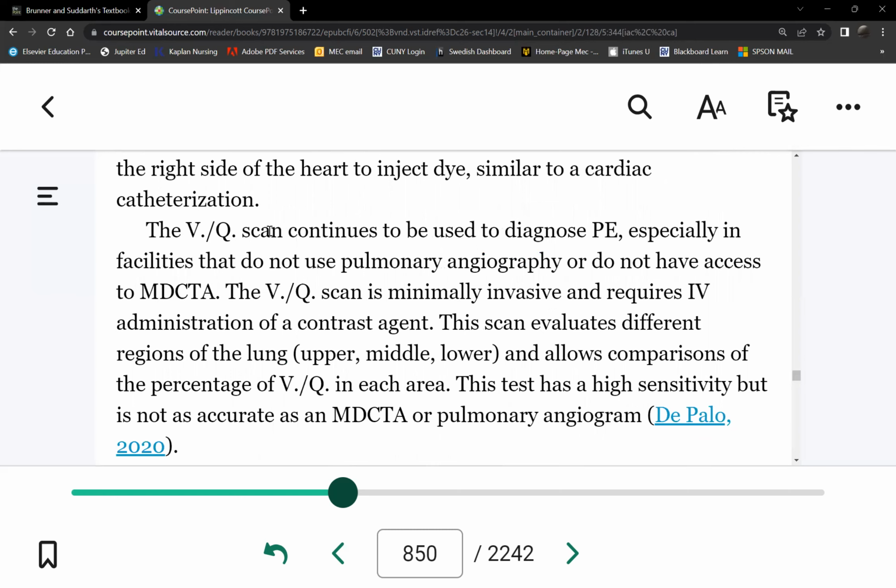Why is it called VQ and not VP? Because the test really is called a ventilation perfusion scan, meaning they're looking at the ratio. Is there a 1-to-1 ratio between ventilation and perfusion? If not, then the term here is really ventilation quotient, because when you divide something, that's the quotient, right?